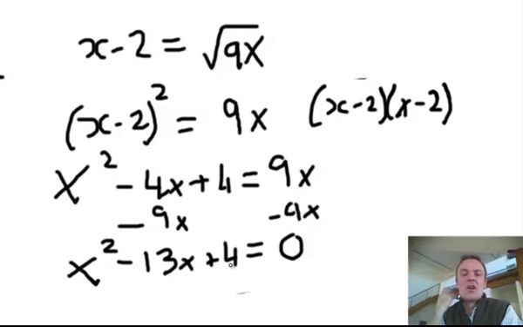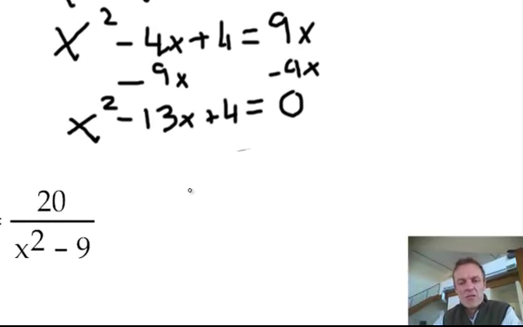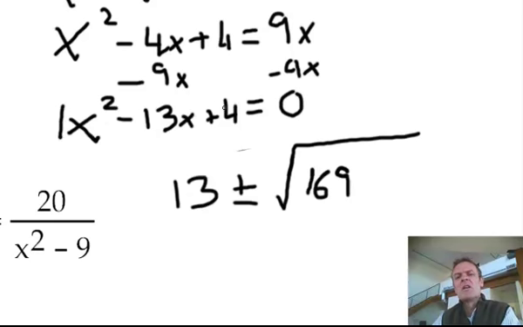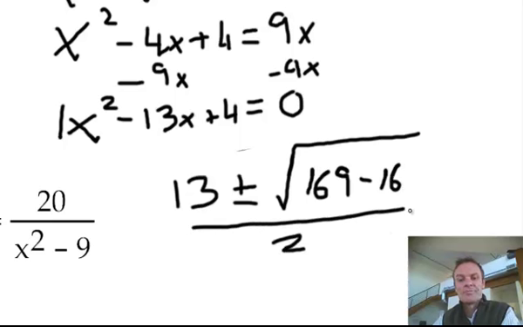Now, I could let you just go ahead and do this, but very quickly. Negative b. Look back at the quadratic equation formula. 13 plus or minus the square root of b squared, which is 169. That's 13 squared. Minus 4 times 1 times 4. 4ac is minus 16. All over 2. So, 13 plus or minus the square root of, what's 169 take away 16? 153.